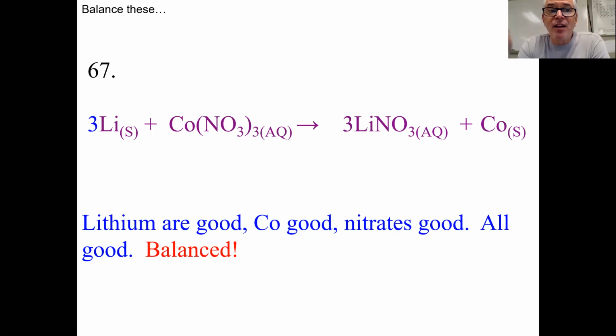This is balanced. The lithium replaces the cobalt in solution, and the nitrate is the spectator ion. The nitrate stays -1 on both sides. But the lithium, which starts out as a neutral atom, becomes a +1, and the cobalt, which starts out as a +3 ion, ends up as a neutral atom. So the atoms and ions change charges. The nitrate remains the nitrate.